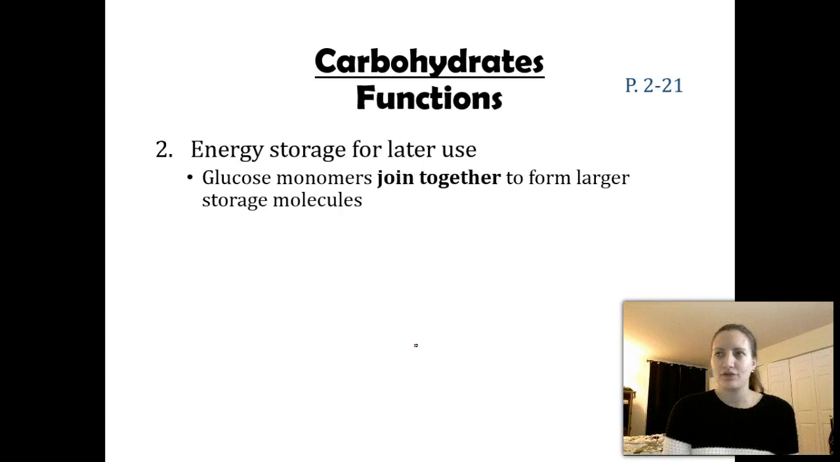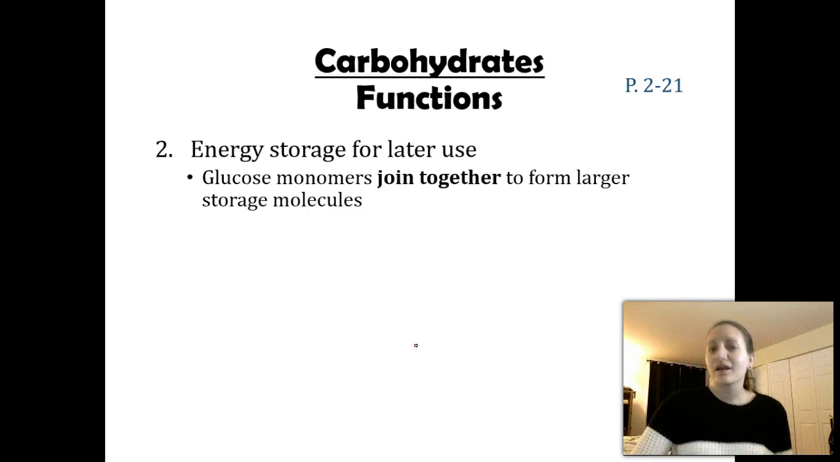Now, related to being a source of energy, carbohydrates can also be used to store energy. So you can think of carbohydrates kind of acting like a battery. Sure, you can use a battery instantaneously. You put it in a device and you have energy instantly. Or if you're not using that device, it's going to store that energy for you to use at another time.